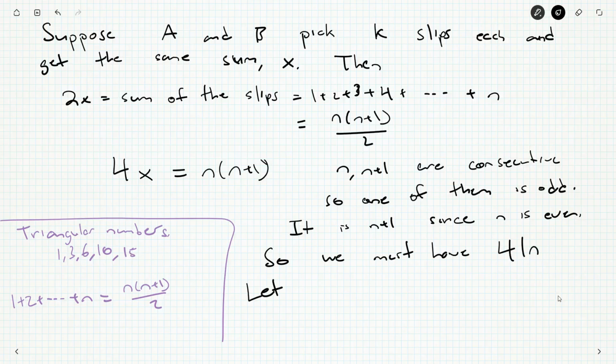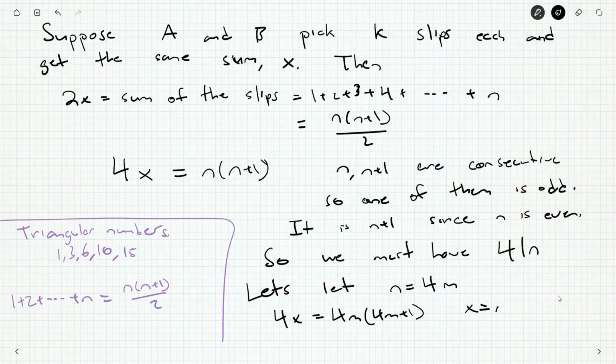So instead of n being equal to 2k, let n be equal to 4m. Okay? Now, the most obvious candidate would be 8. That's the next multiple of 4 after 6. And we'll get to that in a moment. But if 4x is equal to 4m times 4m plus 1, then x is equal to m times 4m plus 1. Okay, so that will be the sum.